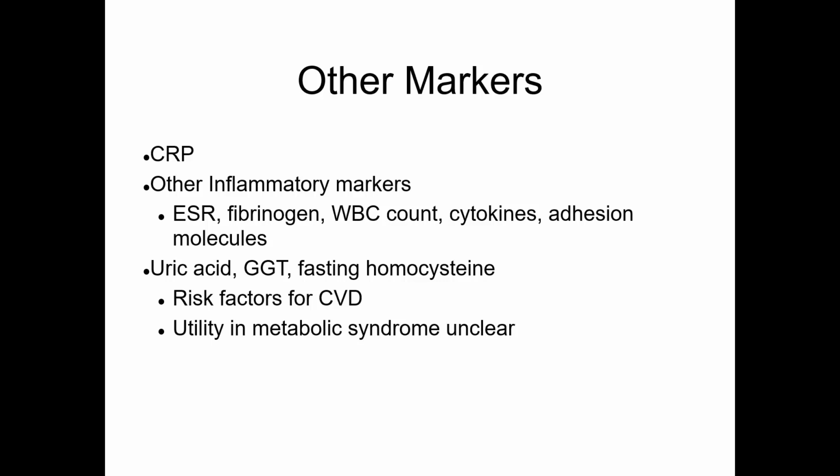Other markers are C-reactive protein, a general inflammatory marker. Other inflammatory markers include ESR, the erythrocyte sedimentation rate, fibrinogen, white blood cell count, cytokines, adhesion molecules, uric acid, GGT, and fasting homocysteine. These are risk factors for cardiovascular disease, but their utility in metabolic syndrome is unclear.